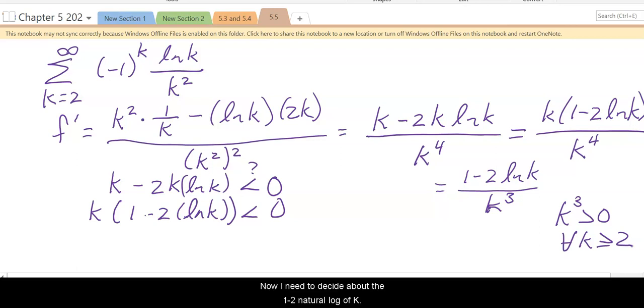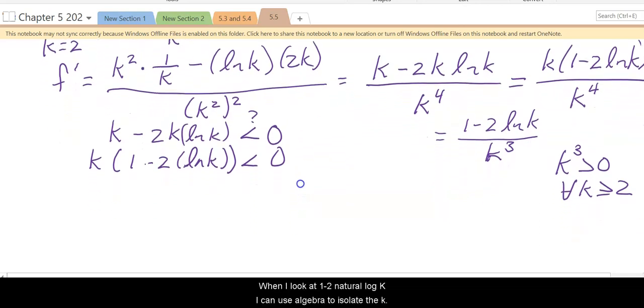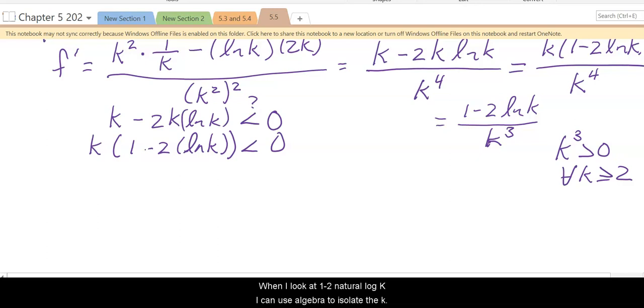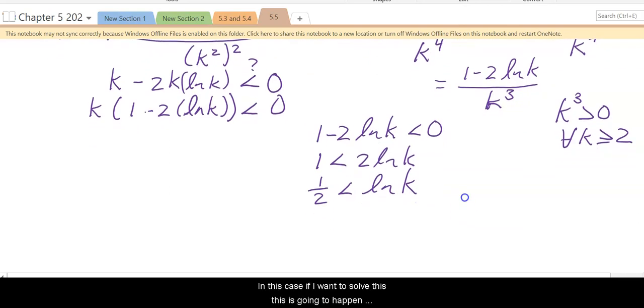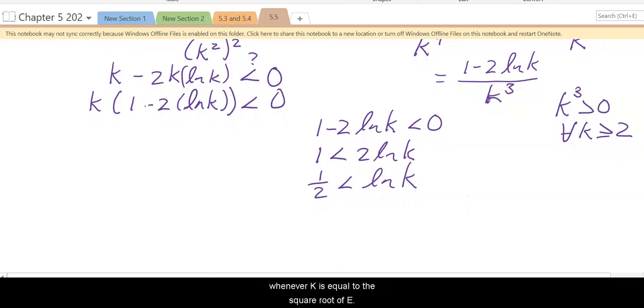Now I need to decide about the 1 minus 2 natural log of k. When I look at 1 minus 2 natural log of k, I can use algebra to isolate the k. When is 1 minus 2 natural log of k going to be less than 0? Moving things to opposite sides, I get 1 less than 2 natural log of k, or 1/2 less than the natural log of k. In this case, if I want to solve this, this is going to happen whenever k is equal to the square root of e.